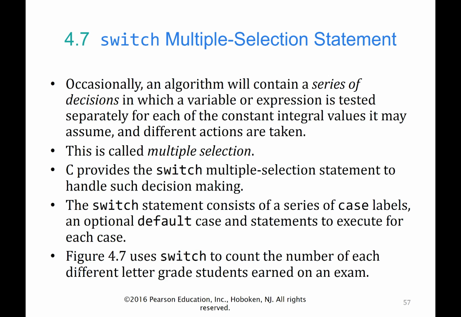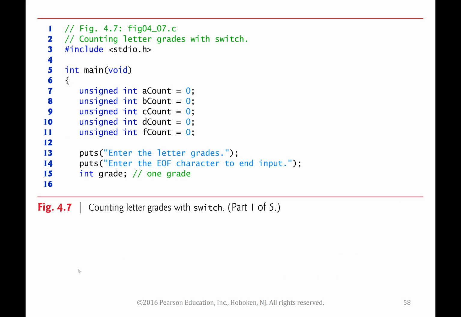But the switch statement is a multiple selection. It allows us to make a decision based on a variable, and we can have 2, 3, 5, 50 different choices for that variable. And it eliminates the need of having multiple if-else statements. So here's an example of it.